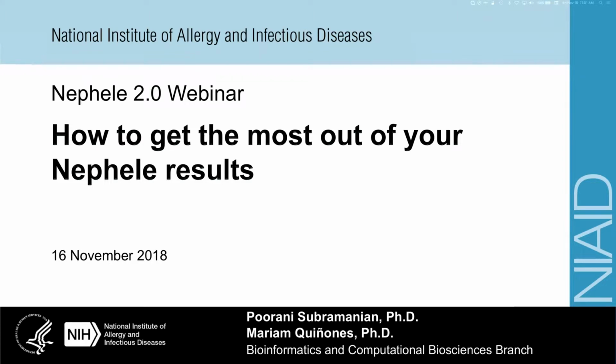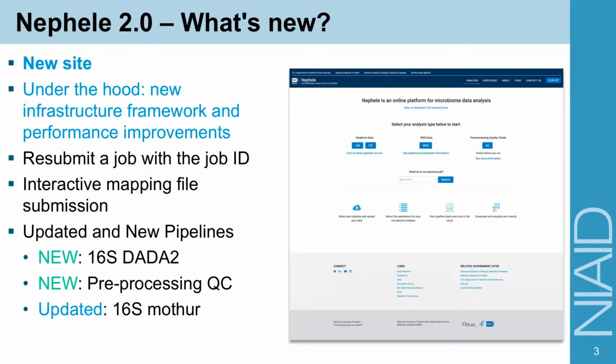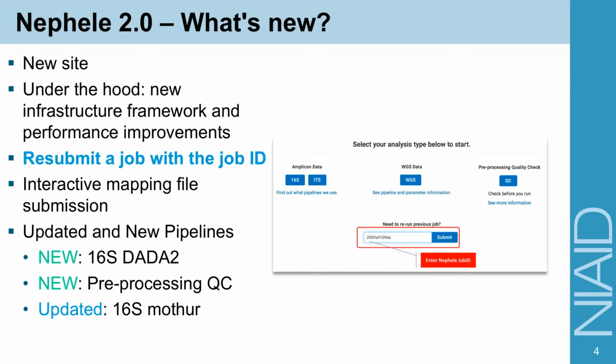I'm going to talk a little bit about how to get the most out of your Nephele results. And I'm going to start with a little introduction and overview of Nephele 2.0, the new version of Nephele, which we released a few months ago. So as most of you probably already know, if you go to the Nephele site, it looks different than it used to. So we have a new site, and we worked a lot on the infrastructure underneath to make it faster and more easy for us to support different pipelines.